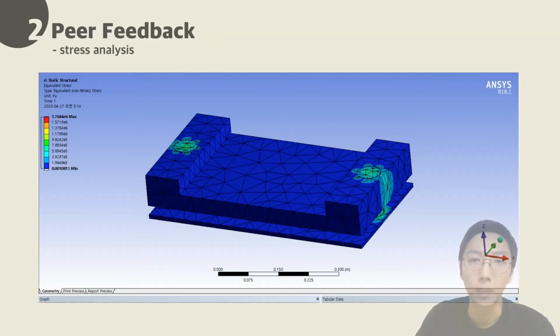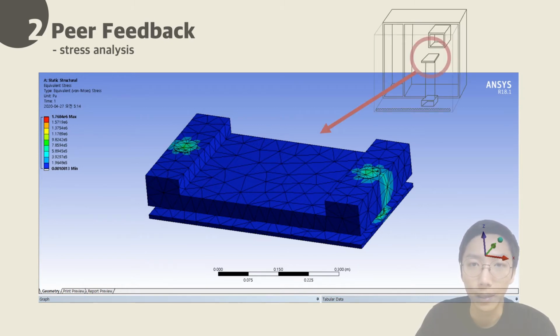This time, it's peer feedback. This is the action body from Wallozet. The action body is the most important part of the Wallozet, which moves on the X, Y, and Z axis and pulls out the desired cell. Through ANSYS, the stress was analyzed considering the actual weight and material of the action body.